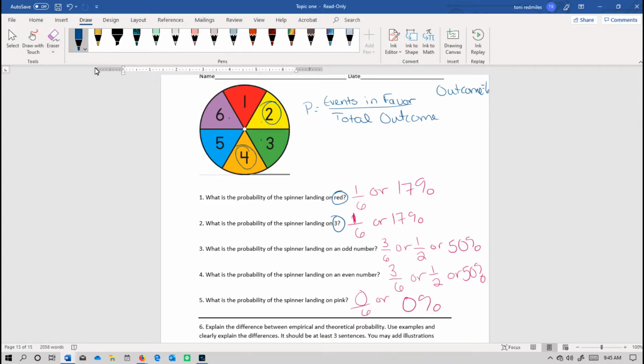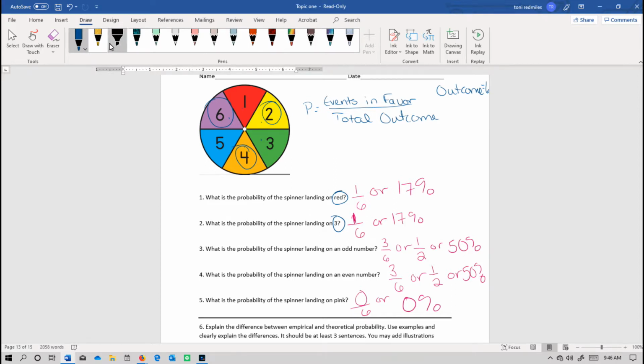2, 4, 6. There are 3 favorable events out of a total of 6 outcomes. So it's going to be 3 over 6 or 1/2, 3 out of 6 or 50%. Some way you need to write that ratio, because that's all probability is, it's just a fancy ratio.